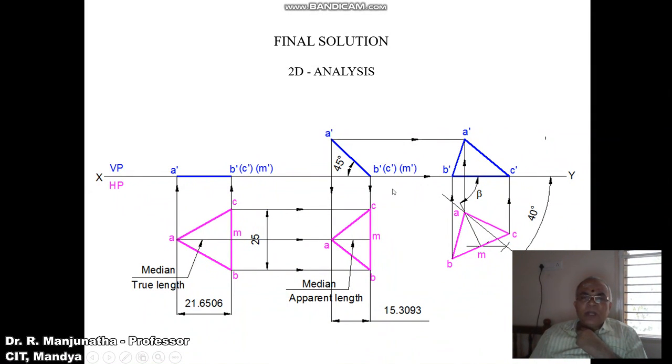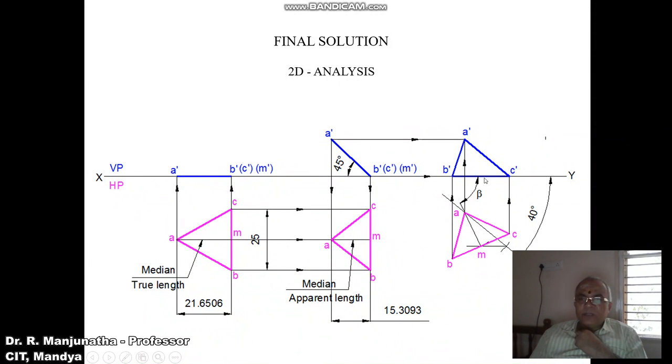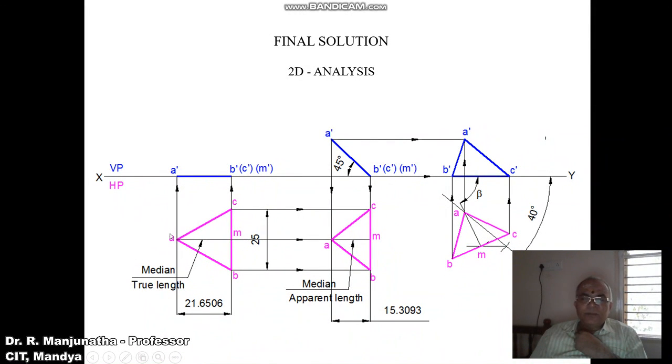So how do we know that our problem is right? We can see that the side is resting on HP, and one of the medians is inclined at 40 degrees to VP, so we needed to find the apparent inclination, and we found it. On that inclination we have drawn the second position top view, and also the side is resting on HP, and the surface makes an angle of 45 degrees with respect to HP, and this is an equilateral triangle of 25 mm. Since we have considered all the parameters given in the problem, the problem is right.